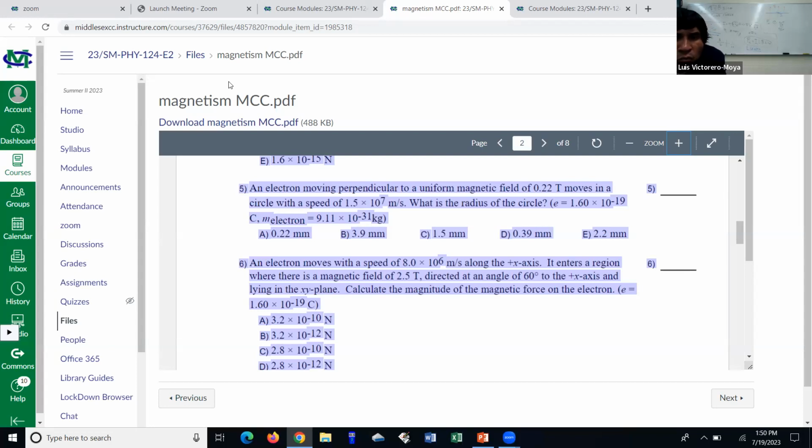Number 5, an electron moving perpendicular to a uniform magnetic field of 0.22 Teslas moves in a circle with a speed of 1.5 times 10 to the 7 meters per second. What is the radius of the circle? Well, we just have to apply the equation. You just have to be careful with the units, right? So write it down while I do it here on the board.